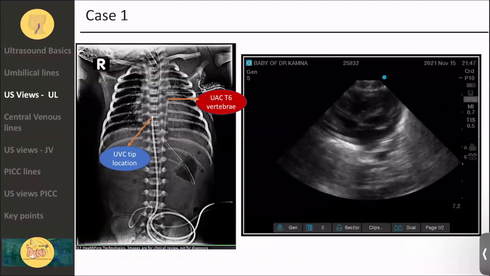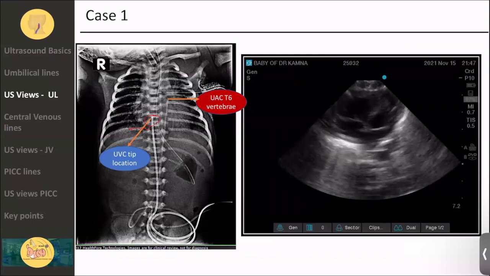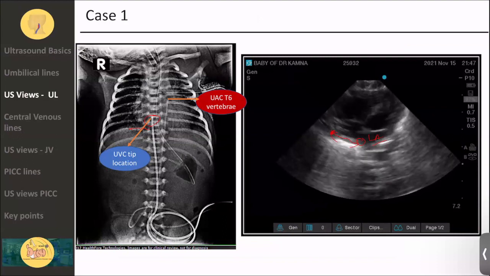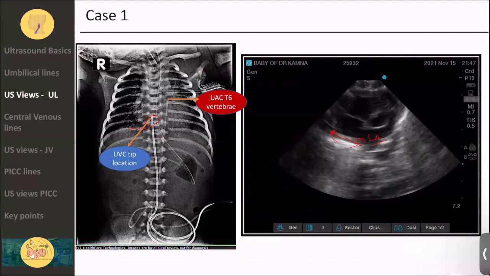So this is a case in which on X-ray the UVC tip is just above the diaphragm. So everybody will say that, okay, it is the right place. We don't need to do anything. But we do the echo, and on the echo you can see that the tip is lying in the LA. So we need to pull it out. We need to bring it here. So on the ultrasound, we need to calculate this much distance and pull it out.